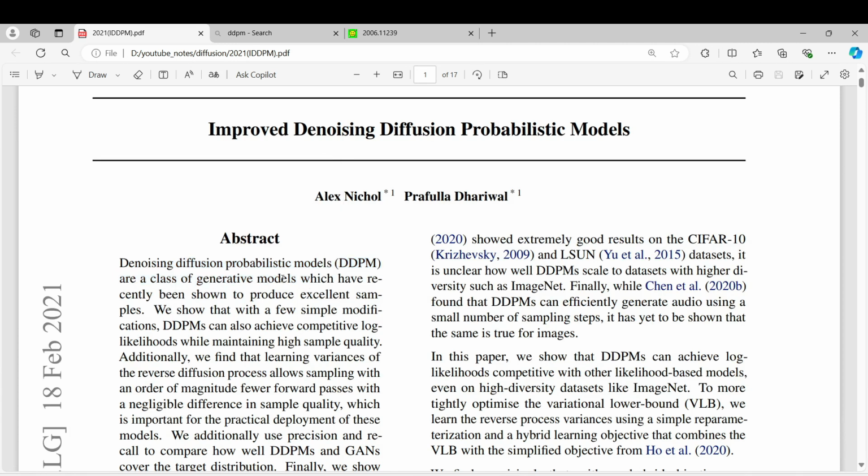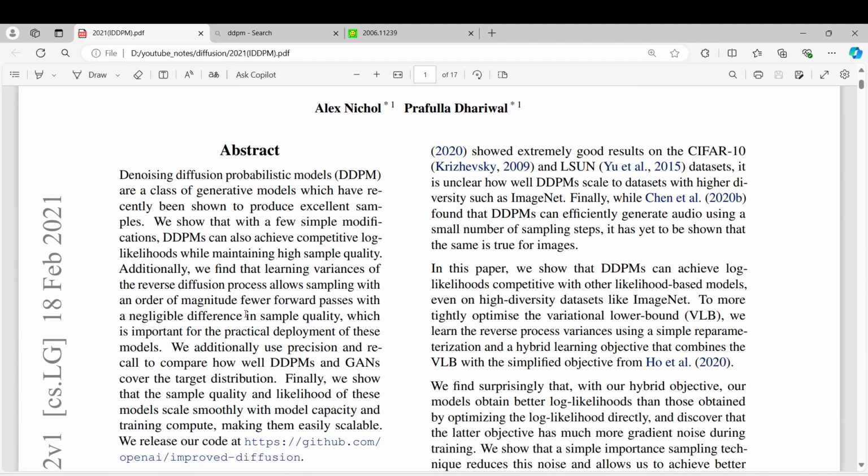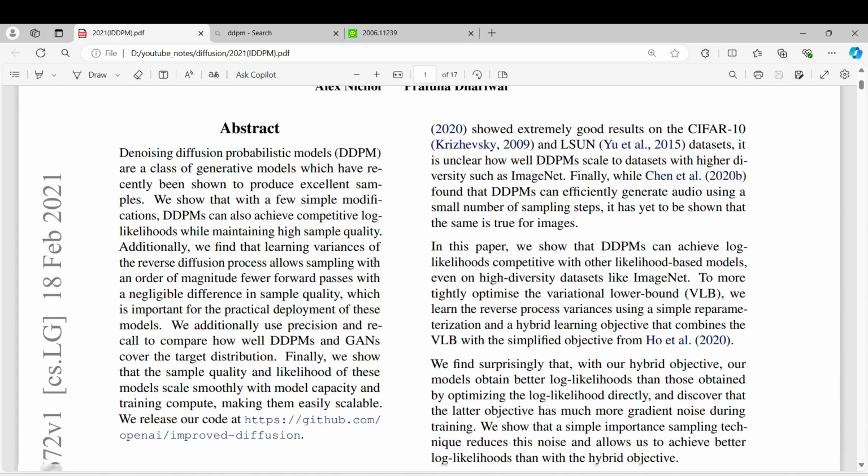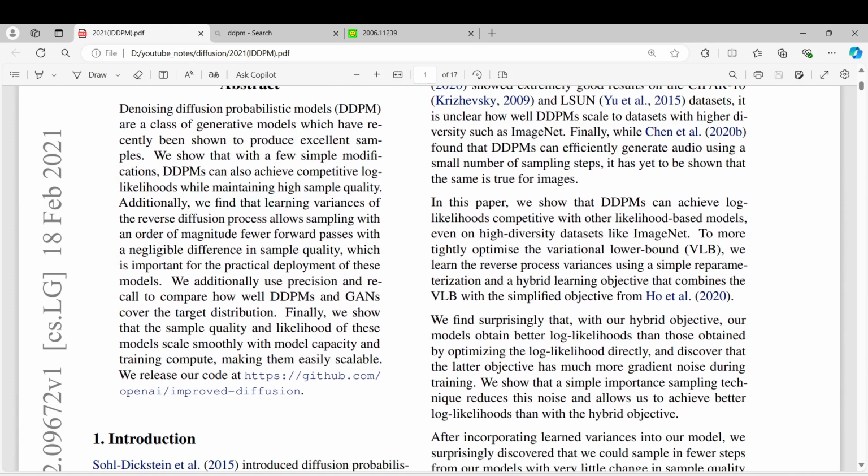Diffusion models are the class of generative models which have recently been shown to produce excellent samples. We already know that, and we saw that with a few simple modifications they can achieve competitive log likelihood while maintaining high sample quality. They additionally find that learning variances of the reverse diffusion process allows sampling with an order of magnitude fewer forward passes with negligible difference in sample quality. So learning variances helps to sample faster, which helps the practical deployment of these models.